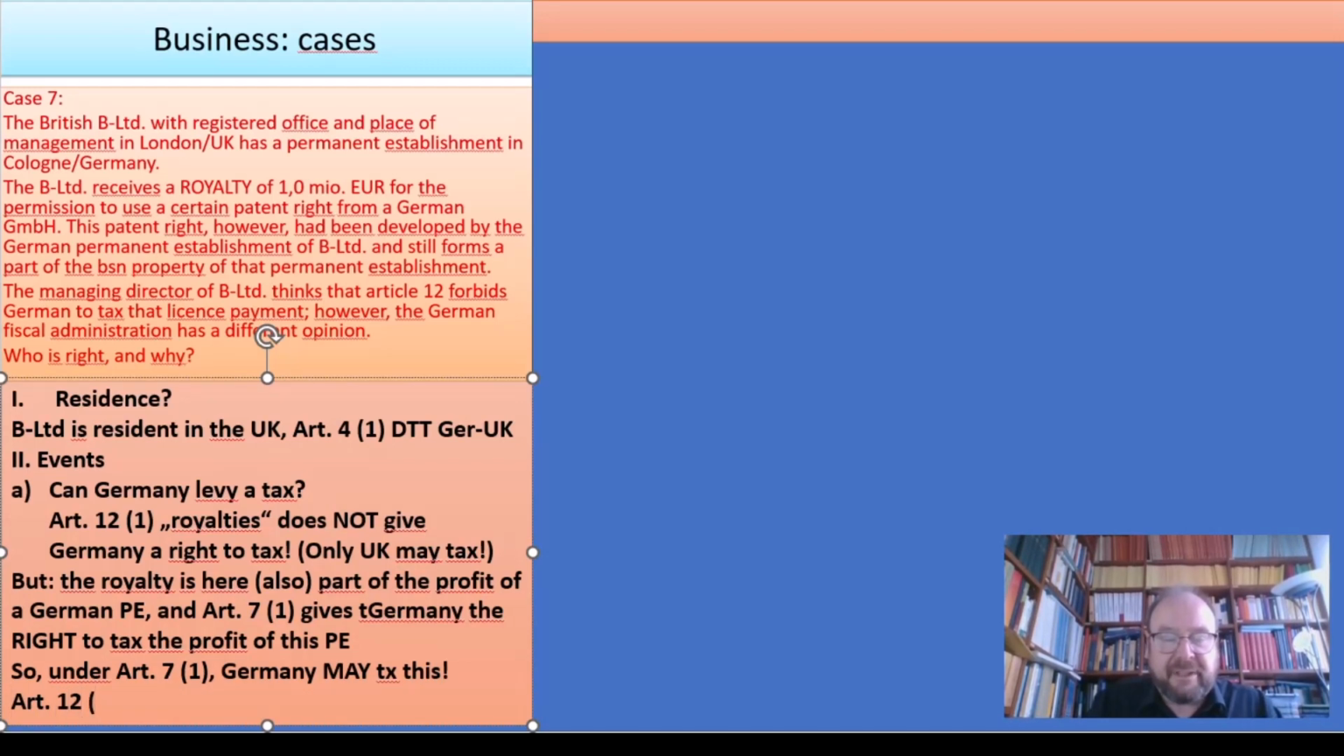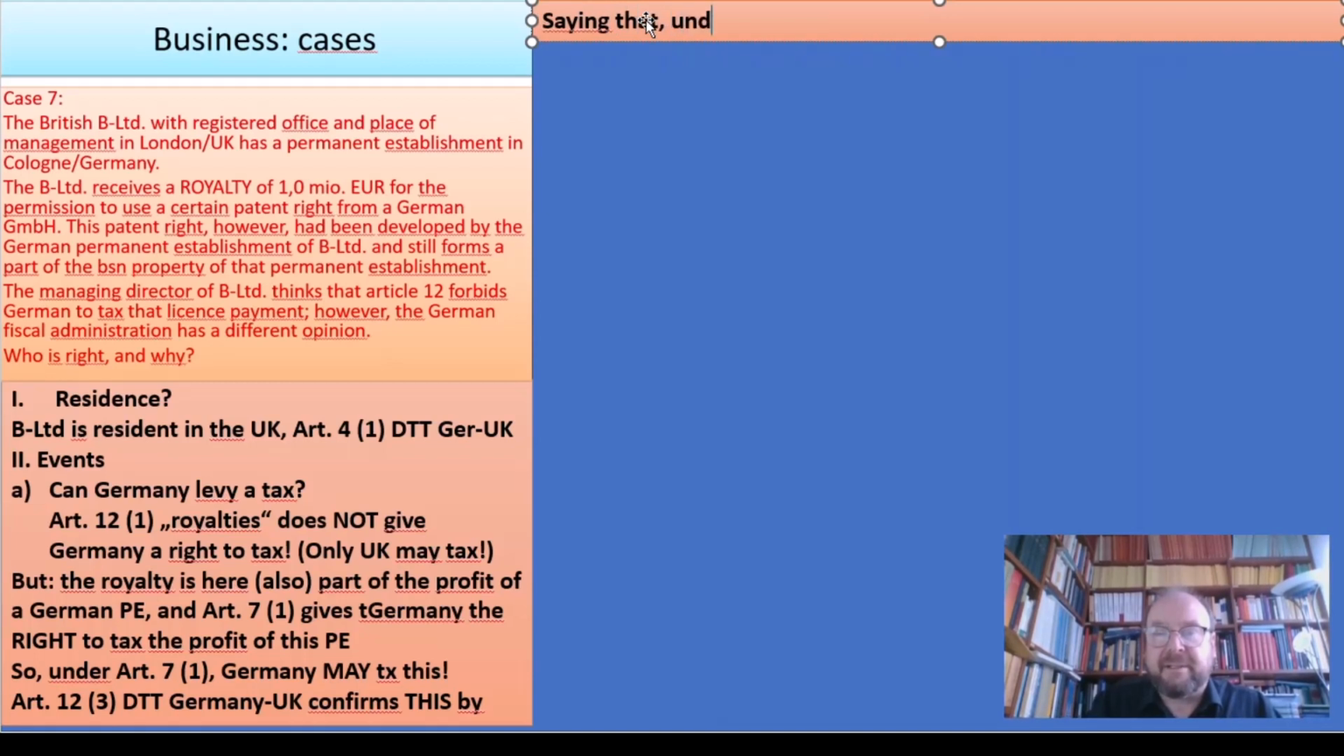Article 12.3 DTT Germany UK confirms this by saying that in this situation, the PE article, no, the business article prevails. The article on the profit of the PE prevails, so wins.